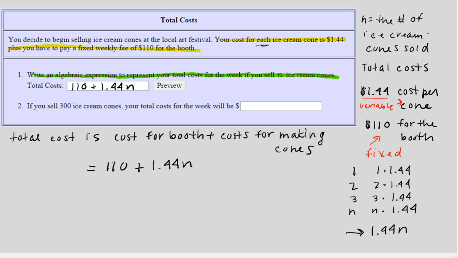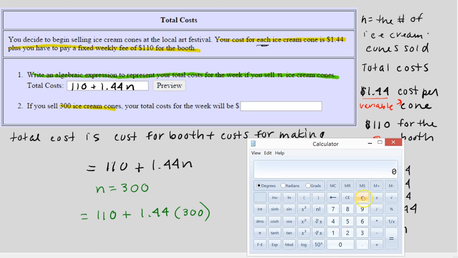Okay. Now we have one more associated problem. If you sell 300 ice cream cones, your total cost for the week will be. So now this is basically saying, well, if the number of ice cream cones, n, is 300, what will our total cost be? And remember, this represents our total cost. So we're going to replace n with 300. So we have 110 plus 1.44 times 300. Let's do this on the calculator.